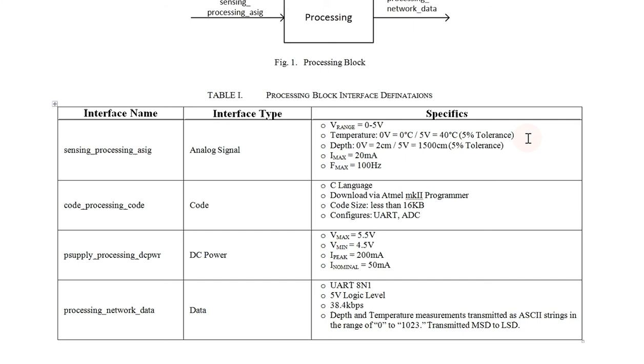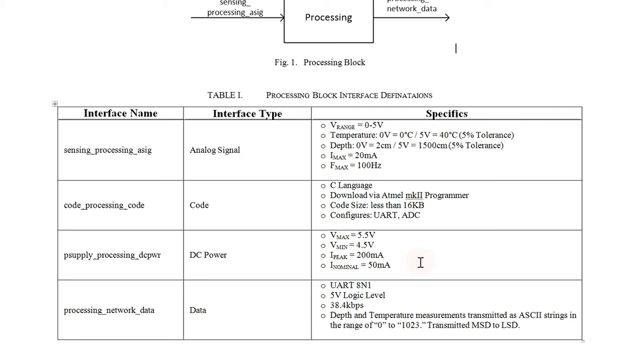If we were doing the power supply block, the other side, when we were testing it, we would need to prove that the power was within this range. Back to the processing though. Peak current, 200 milliamps. So this block should never draw more than 200 milliamps at any time. I nominal, 50 milliamps. That means that this block should draw approximately 50 milliamps.